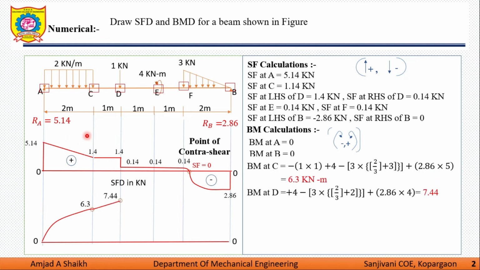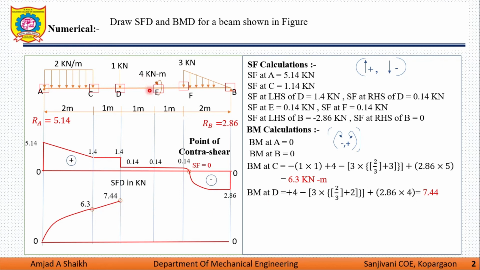Bending moment at D, 4 is anti-clockwise in nature, so plus 4. Then 2 plus 2.3 into 3 is the moment of the 3 kilonewton UVL. After that, 2.86 into 4 is the moment of 2.86, which is anti-clockwise in nature. So this answer is 7.44 kilonewton meter. We have represented it in the diagram by an inclined line.